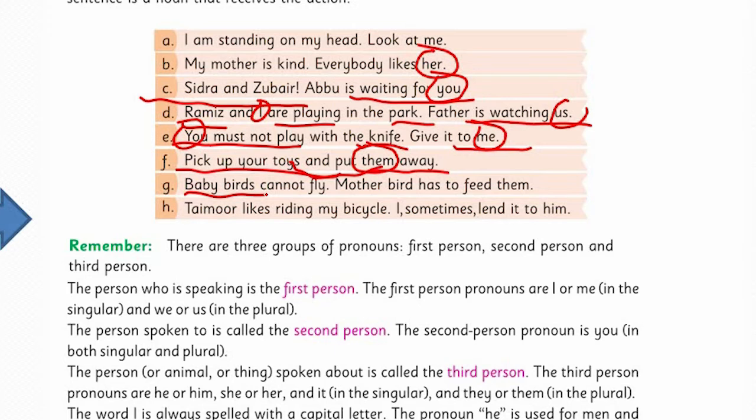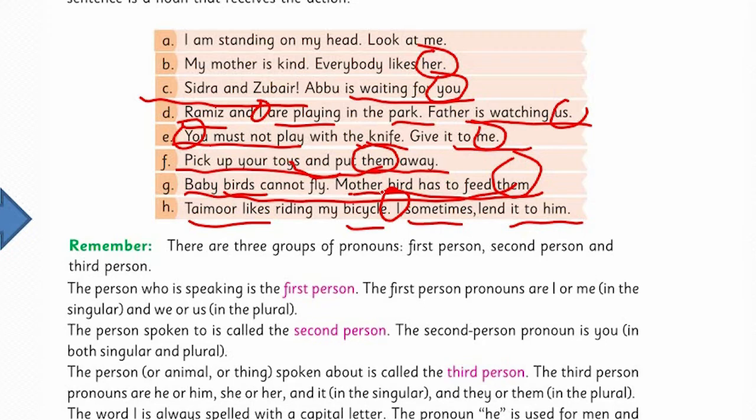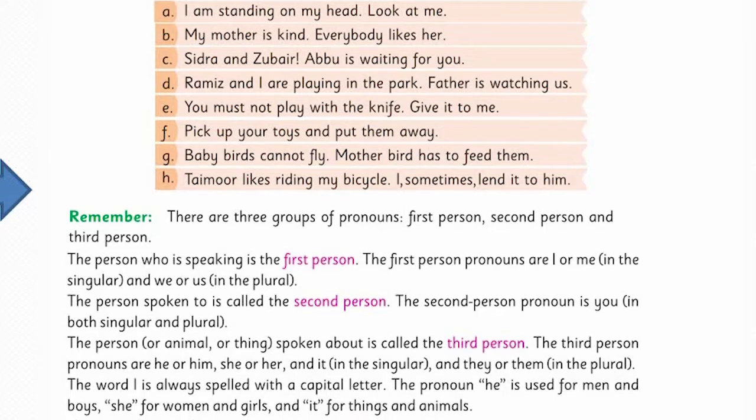Baby birds cannot fly. Mother bird has to feed them. Them is about the baby birds here. Timur likes riding my bicycle. I sometimes lend it to him. I and him are pronouns here, and it is also a pronoun. It is talking about the bicycle, and Timur here is him. So we avoid repetition and replace the noun with pronouns.